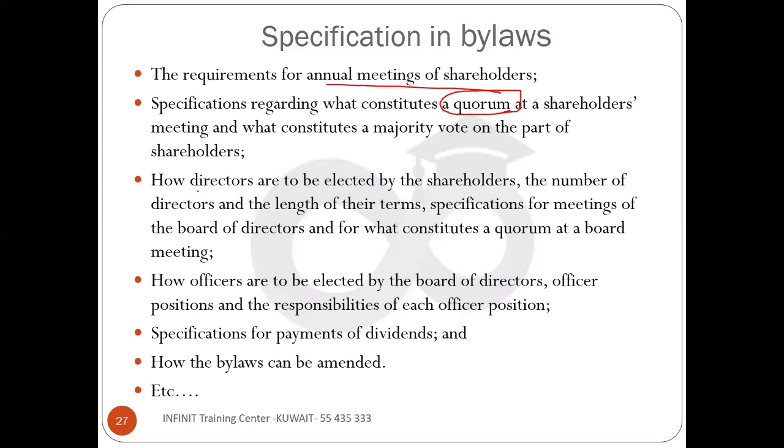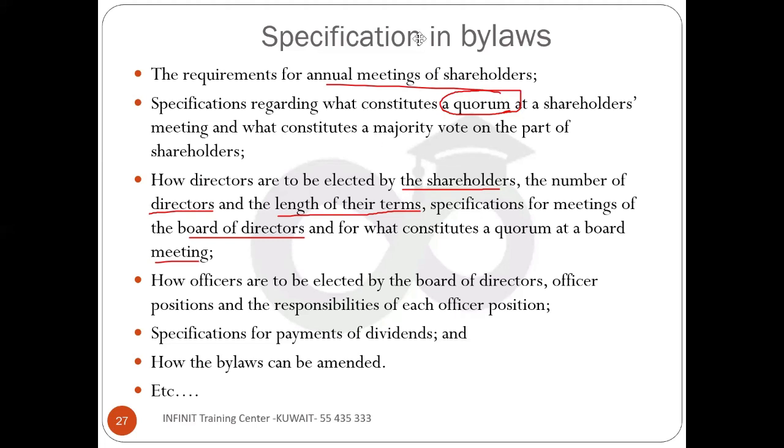And also it will mention how directors are to be elected by shareholders. It will be mentioned in the bylaws: the number of directors, how many directors will be there, what the length of their terms will be, how long they are going to be in the position. And specifications for meetings of the board of directors and for what constitutes a quorum at the board meeting. So again, in the board meeting, how many directors should be there and what are the specifications for the meeting? All those things will be there in the bylaws.